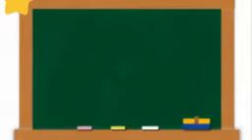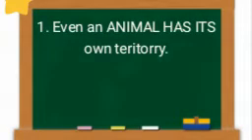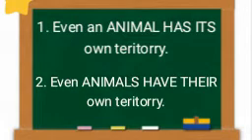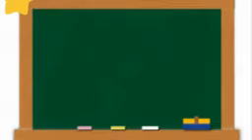Other given examples. Even an animal has its own territory. Even animals have their own territory. As you can see in the first example, there is only one animal, so we use has, and its pronoun its. In the second example, as you can see, animals, there are many animals, more than one, so we use have, and its pronoun their. That's why, in the first rule, singular subjects must take singular verbs, and plural subjects must take plural verbs.